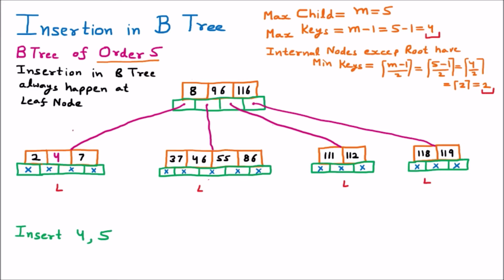We can see that here we can add the 5 in between, and before adding this we should check how many keys there are. 1 2 and 3, so 3 keys are there. And how many keys can there be maximum? We know that the maximum keys can be 4 because this is a B tree of order 5. So we still have one more availability, that means 5 can be inserted.